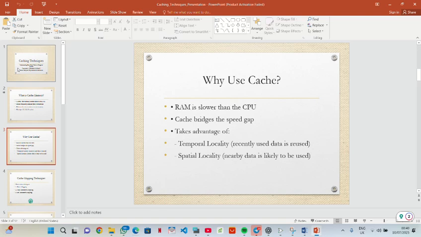Why use cache? Now you might wonder, why do we need cache at all? Well, RAM is slower than the CPU and that can cause delays. Cache helps bridge this gap. It does this by taking advantage of temporal locality, meaning data that was just used will probably be used again soon, and spatial locality, where data near the current location is likely to be needed next.